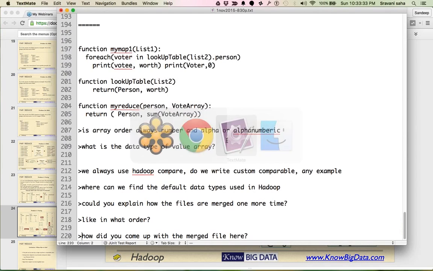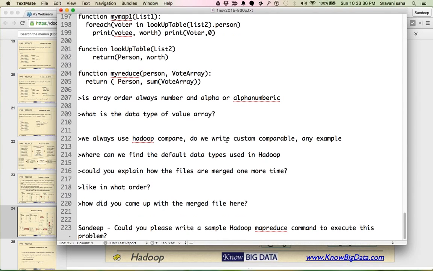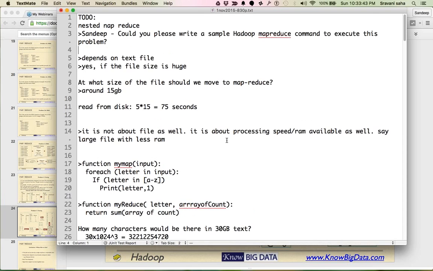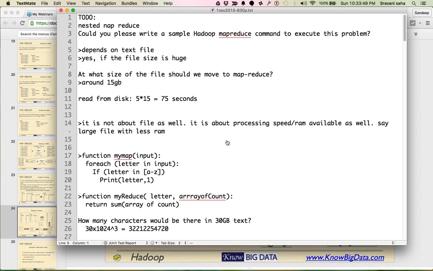Now, Pawan's question is, could you please write a simple map reduce to execute this? Let's do this as part of our Java assignment. All right. We'll do this as part of our Java assignment. All right, Pawan.